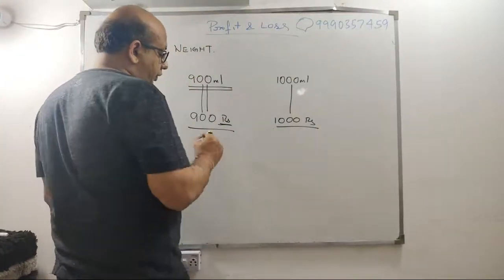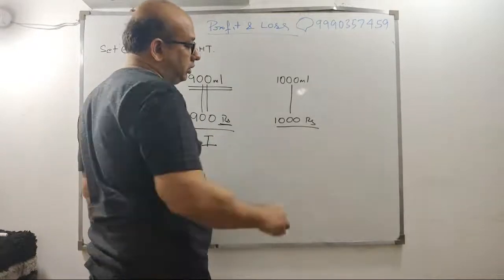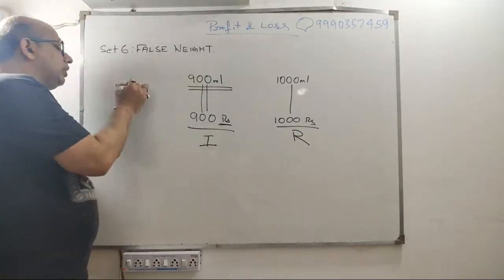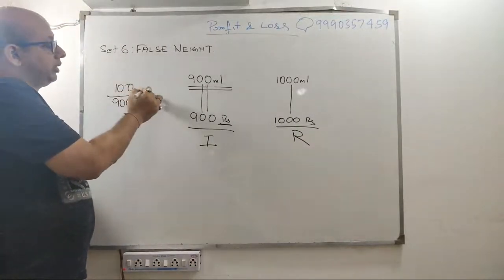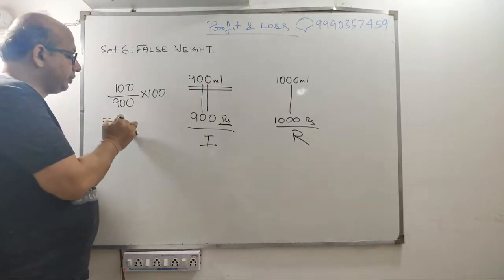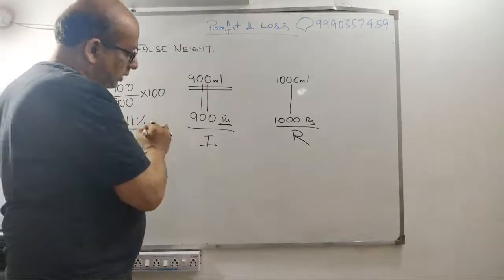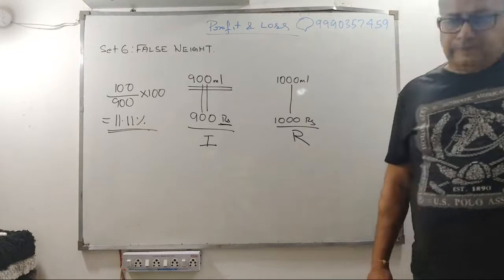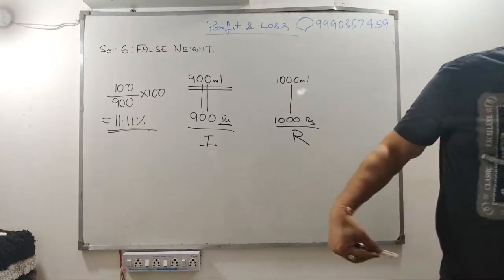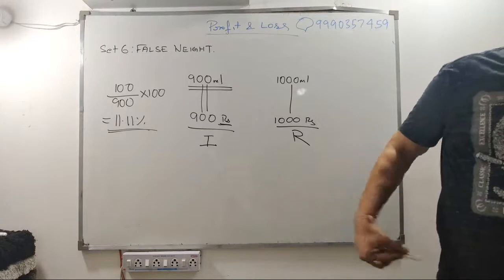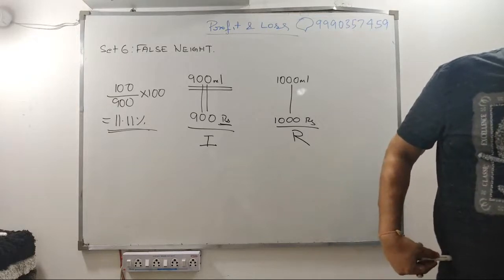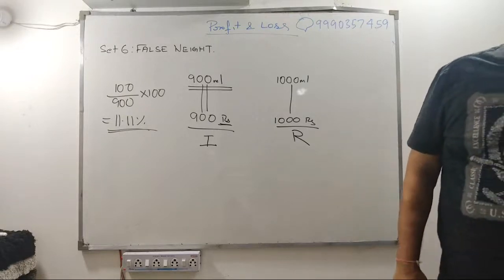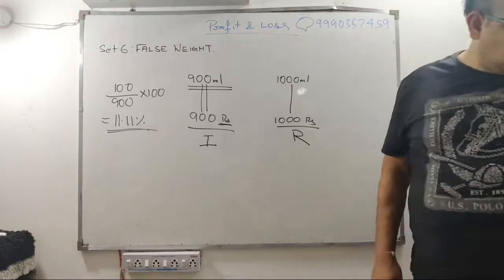So from the milkman's point of view, his investment was equal to 900 rupees. His return was equal to 1000 rupees. Hence the profit made by him is equal to 100 rupees divided by 900 into 100, which is equal to 11.11%. Correct? Any problems in this one?